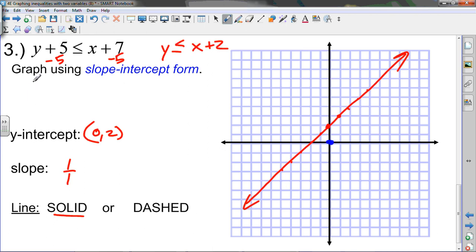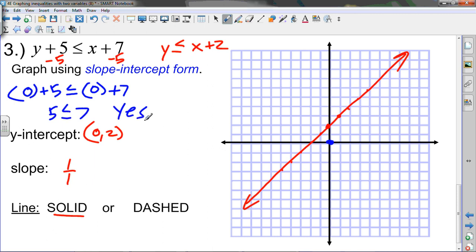So I'm going to put into the original equation 0 plus 5, is that less than or equal to 0 plus 7? Is 5 less than or equal to 7? Because notice the zeros drop out. And the answer is yes. So yes, I do shade around that point. So I'm going to start at that point and go up to the line, and that's as far as I can go. And then that whole side of the graph is included.